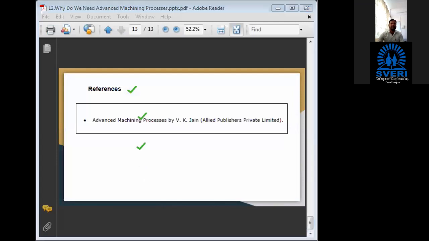Now, what I have discussed up to this lecture, if you need more information, then you can use the Advanced Machining Processes book by VK Jain. Okay, you will get it in our study material sheet. You will get this book also. You can refer to it. So this was just a basic topic related to our subject. Okay, now let us start with our first chapter.